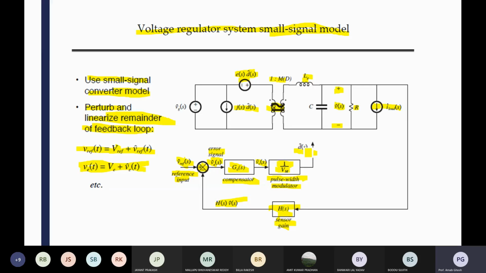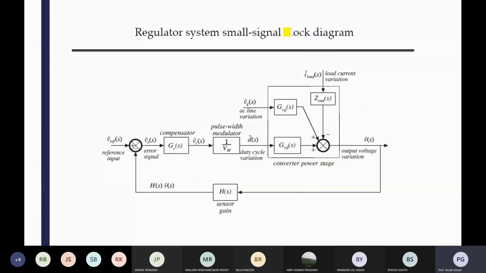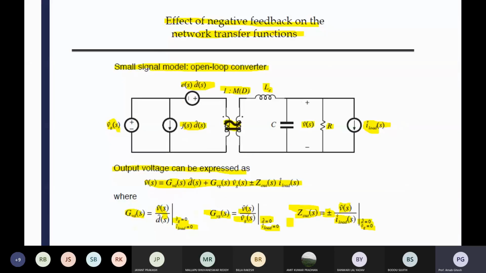All the parameters look like small signal modeling parameters, meaning AC component values. This is the regulator system small signal block diagram. In the regulator system you can see the voltage reference, like your previous diagram. Your gain is there, the output voltage is there, and the converter power stage, meaning the power circuit, is there. The converter power stage transfer function values are coming from here.